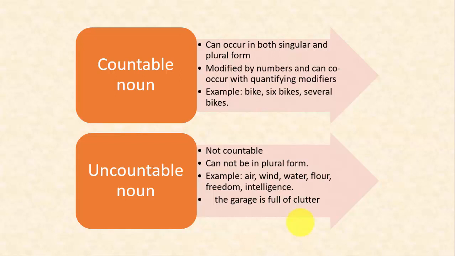But eggs, bananas, apples can be counted, like six apples, seven apples. Many children are playing in the ground. So these are the countable things. If we take the example, the carriage is full of clutter. Clutter means mess. Then mess cannot be counted in the form of figures or numbers.